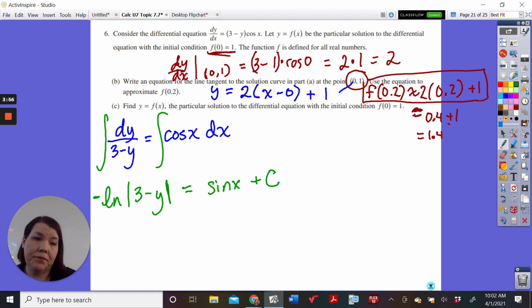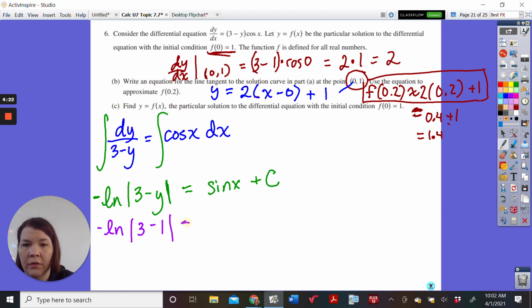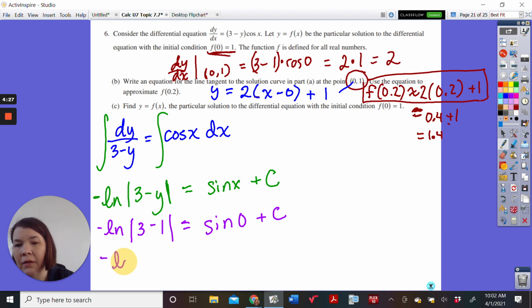So let's see what's going on. Now we're going to find C. So I'm going to plug in the initial condition I was given, which was at (0, 1). So when I plug in 0, I get out 1, excuse me, (0, 1), I said it wrong. Negative ln 2 equals sine of 0 plus some c. And sine of 0 is 0, so that's just c. So c is negative natural log of 2.